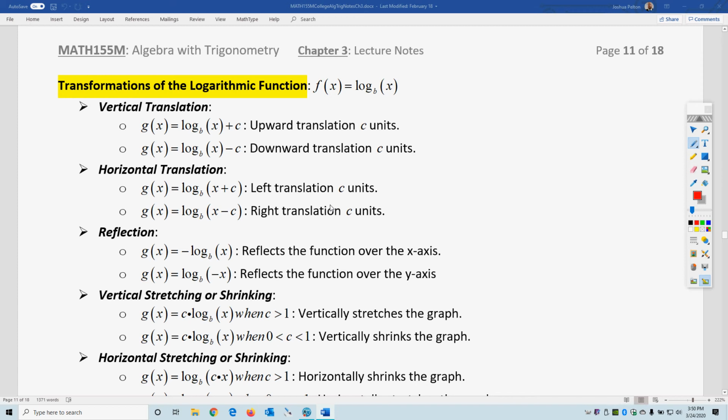Mr. Paladin, this is Math 155. This is Chapter 3, Section 2. This is Part 3 of the video with logarithmic functions. The last part is graphing logs with transformations.